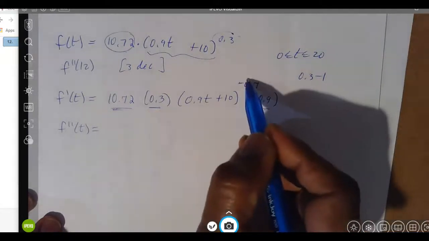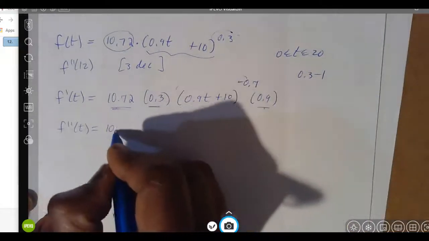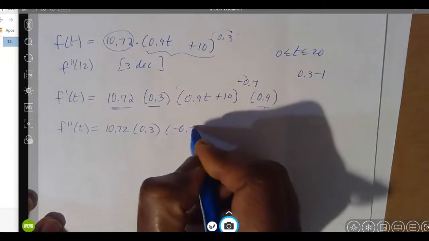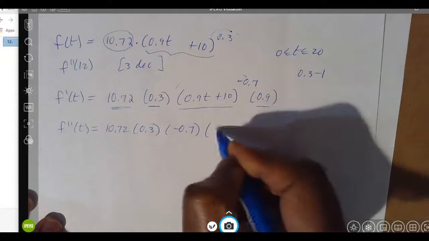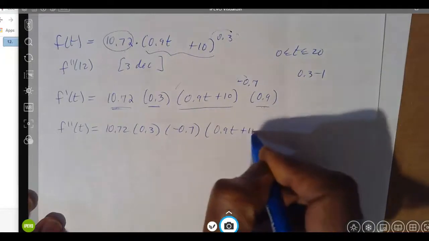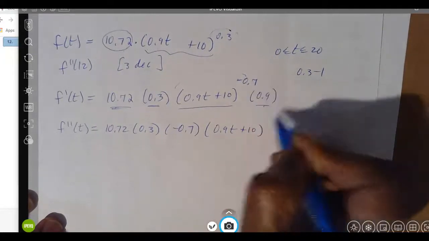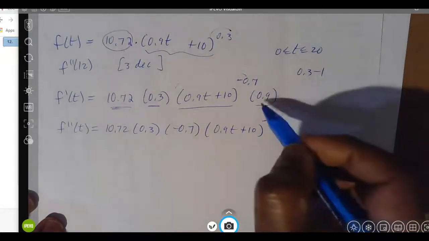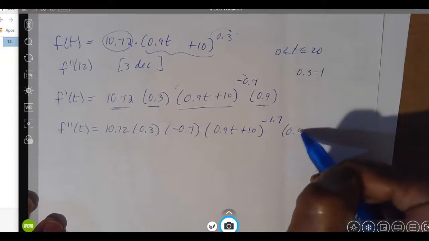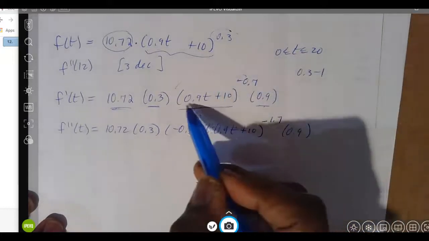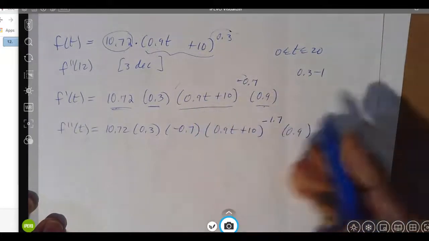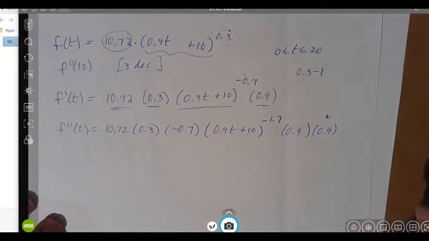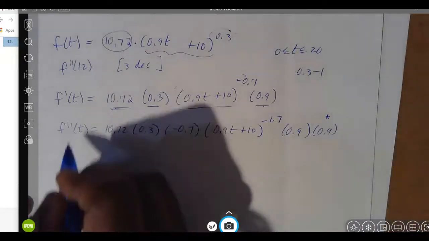Instead, I'm going to bring this power down again. So I'll have 10.72 times 0.3 times the negative 0.7, and then this, which is (0.9t plus 10) raised to negative 0.7 minus 1, that's negative 1.7. This 0.9 was there from before, and then you get another 0.9 from the chain rule again. So this is a tricky part. I'll put a little star to catch your attention. That's an easy one to miss.